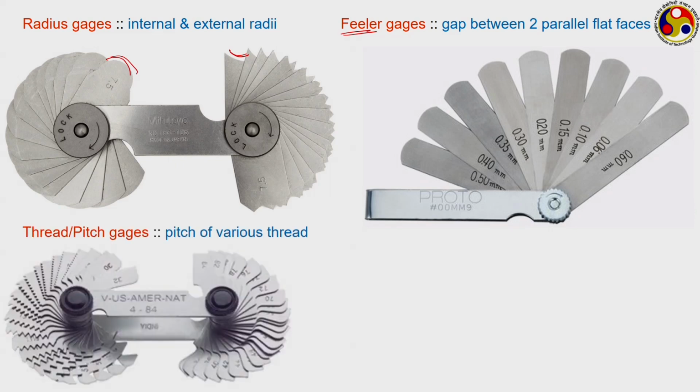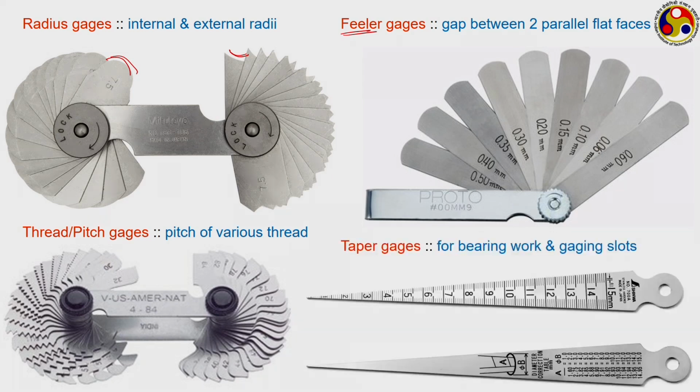We can have thread or pitch gauges, which are used to measure the pitch of various kinds of threads. We can have taper gauges, like those used in bearings, which can be inserted to understand the degree of taper present in a surface. We can also have several other kinds of gauges, like radius gauges, as shown, and thread gauges. This is a thread gauge. We can also have wear gauges for very fine samples to measure the diameter of the wear.